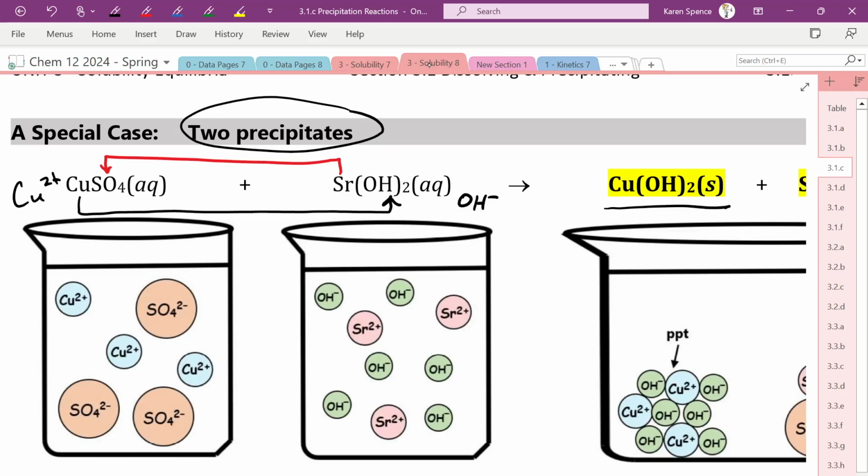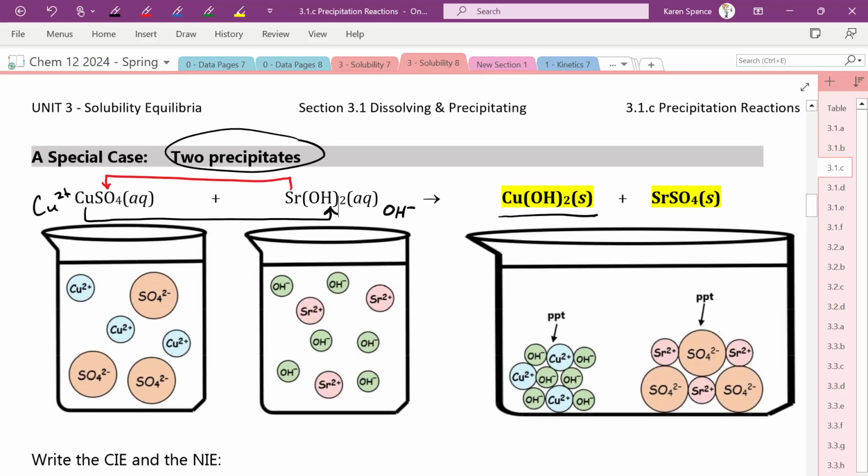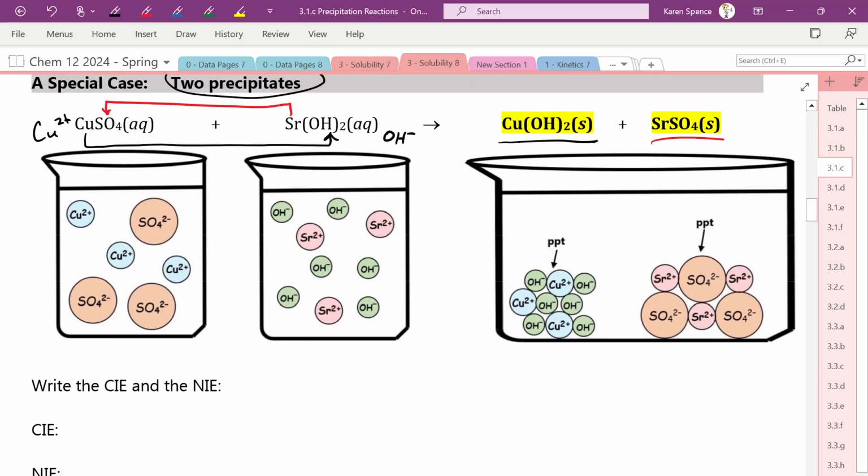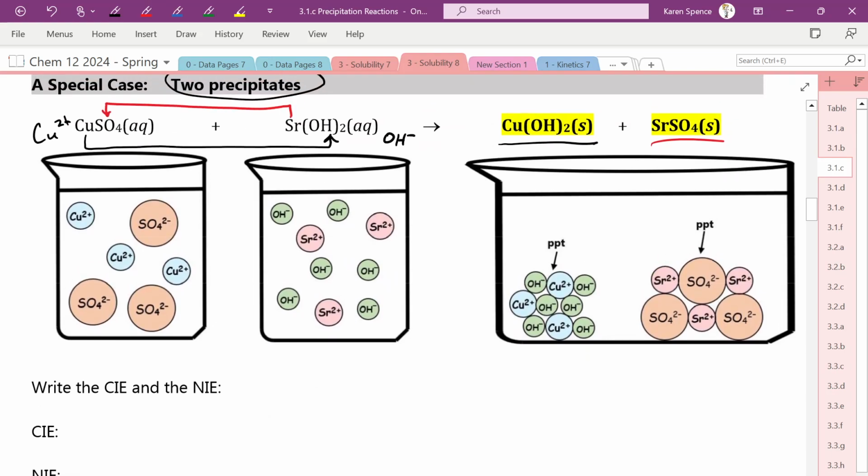Here we go. So strontium gets together with sulfate and it forms a solid. So let's write the complete ionic equation and net ionic equation for this reaction. Split apart your aqueous and leave your solids together. Everybody write your complete ionic equation.